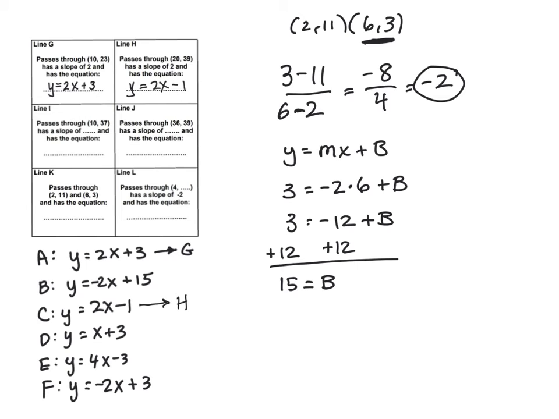Now we have everything we need to write our equation. We have a slope, we have a y-intercept, so our equation is y equals negative 2x plus 15. And this was card K, and I can see it matches with B.